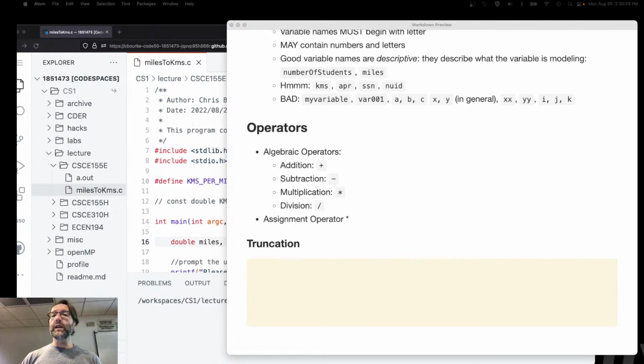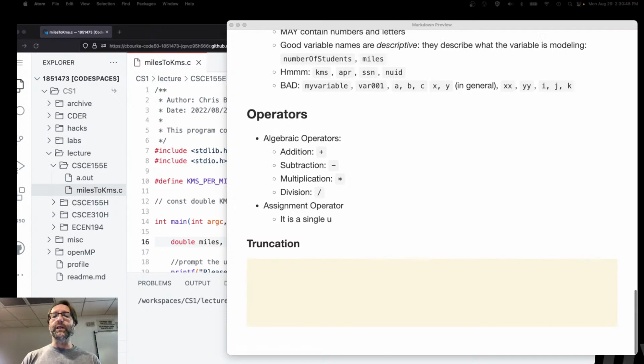But otherwise, those are pretty straightforward, and we'll talk about them in a little bit more detail in a second here. But another operator that you're somewhat familiar with already because I've implicitly used it here is the assignment operator. It is a single equal sign.